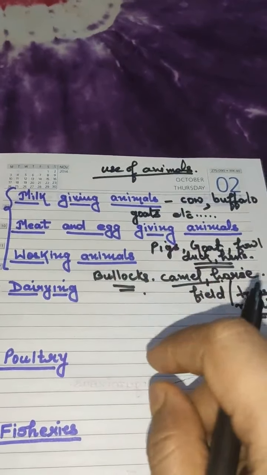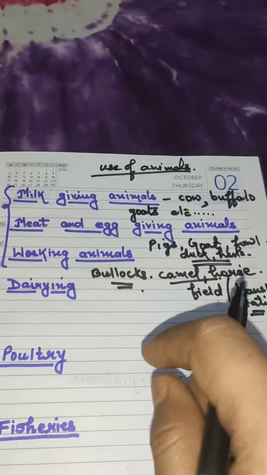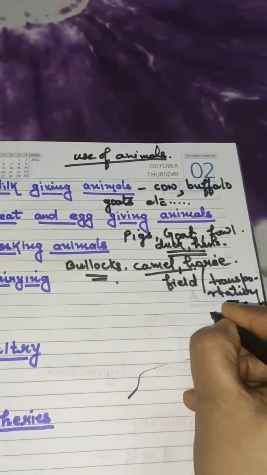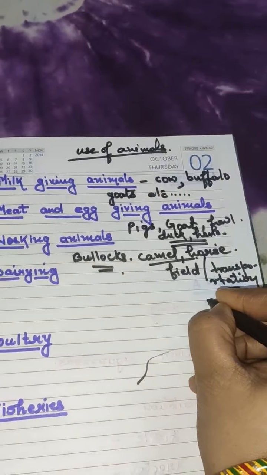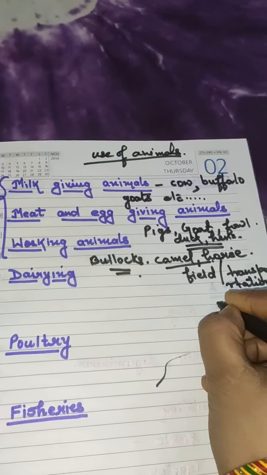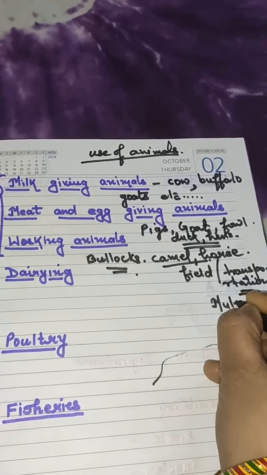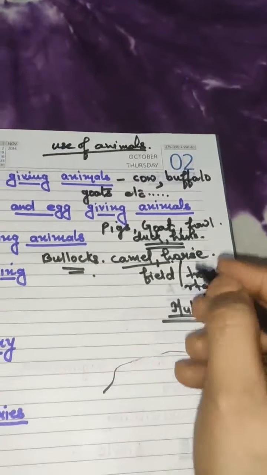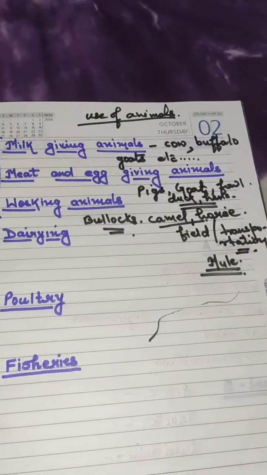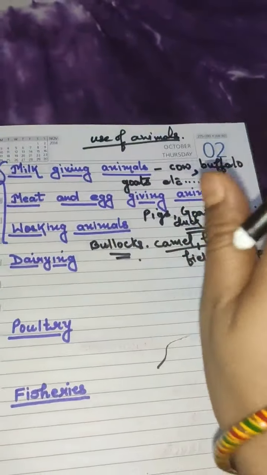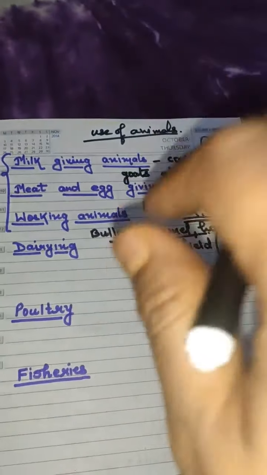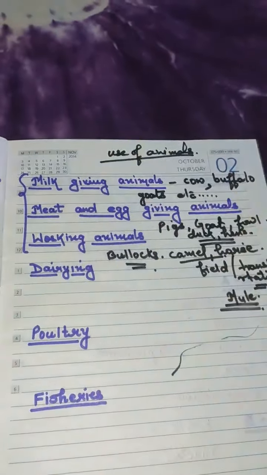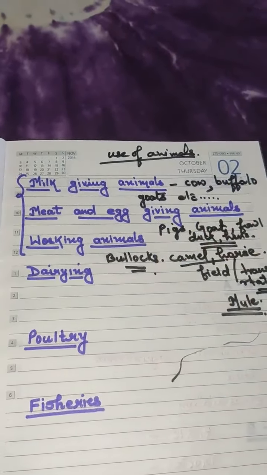Mules are also used, especially by the army, to take things from one place to another in hilly regions. In the hilly or mountainous region, you must have seen an animal that looks like a donkey. It is named a mule. It is used to carry weight in hilly areas, going up the hills and carrying things from one place to another.